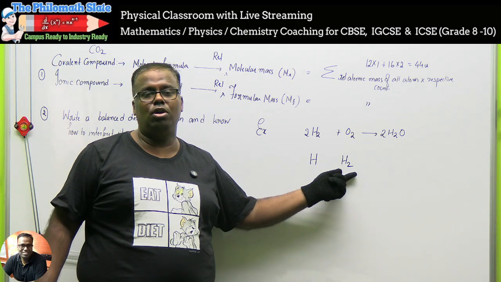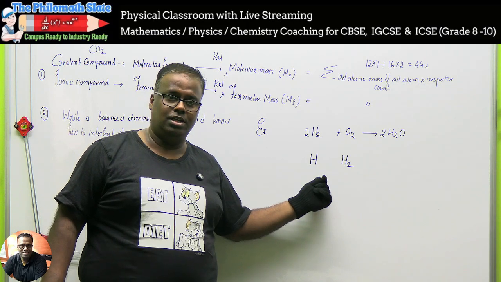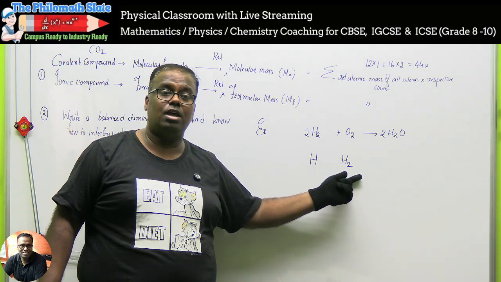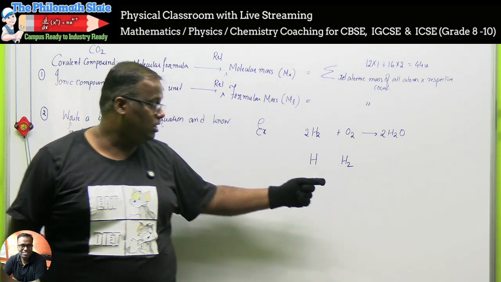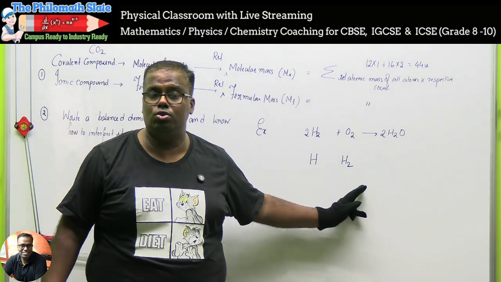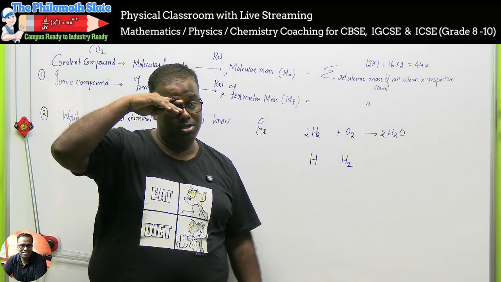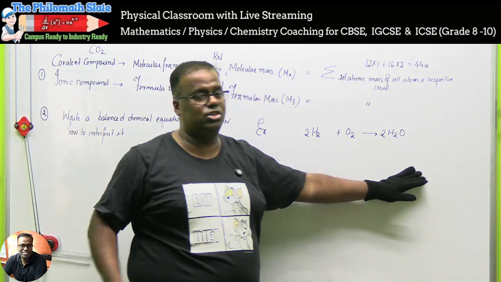This is a hydrogen molecule. This is a hydrogen atom. As simple as that. Right? A hydrogen molecule has how many atoms? 2 atoms. Have you understood? What is the relative atomic mass of this? 1. What is the relative atomic mass of this? 2. Understood?